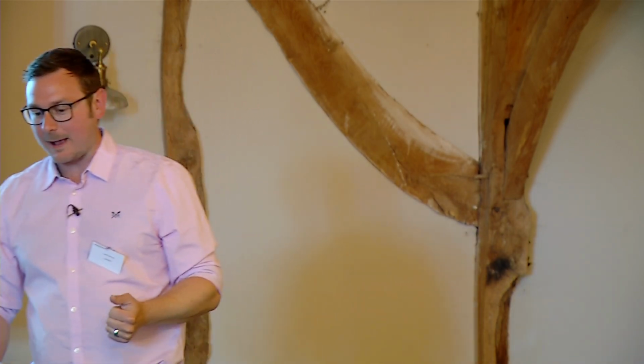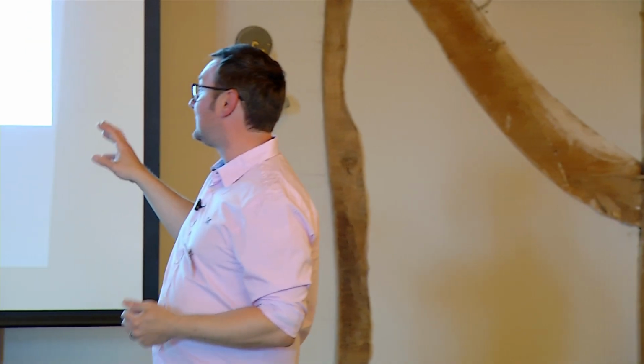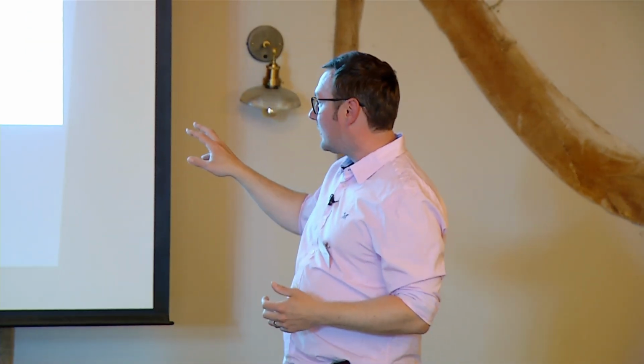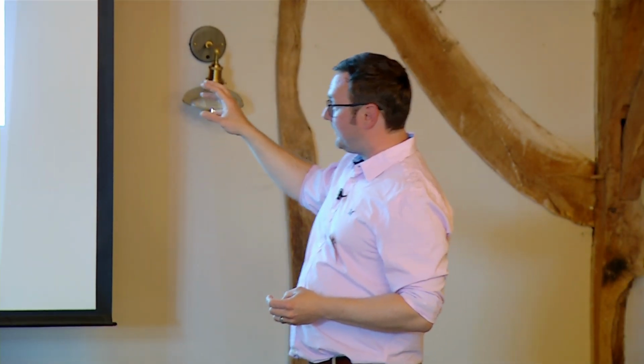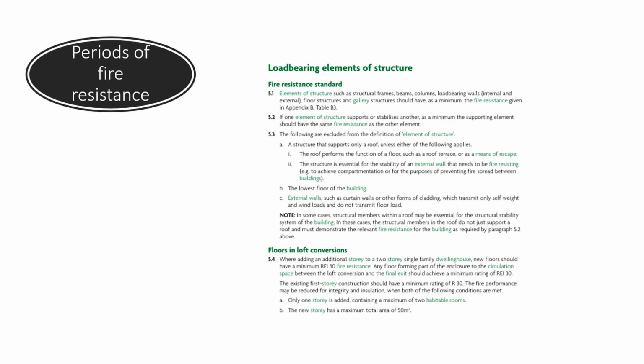In most instances, it's pretty simple. Domestic dwelling, you've got a roof, it doesn't need fire resistance. The only other thing to say is that in loft conversions, normally in a domestic instance, we'll come to that in a minute, the fire resistance is REI 30, where R is resistance to collapse, E is insulation, and I is integrity.